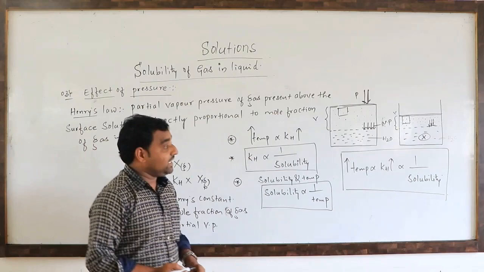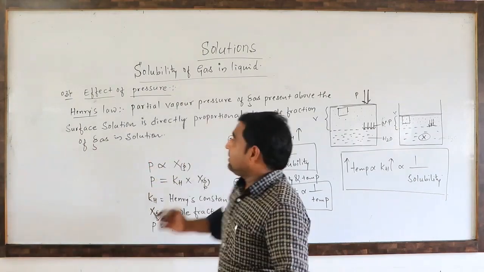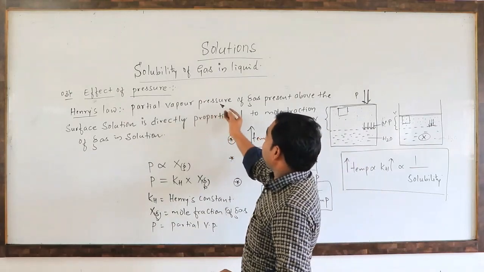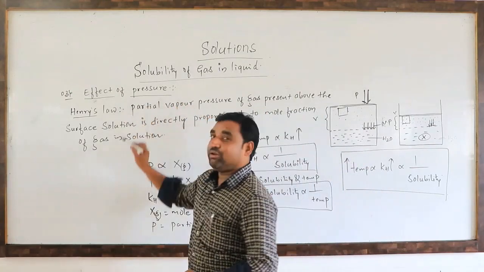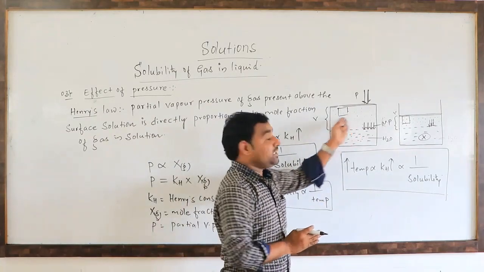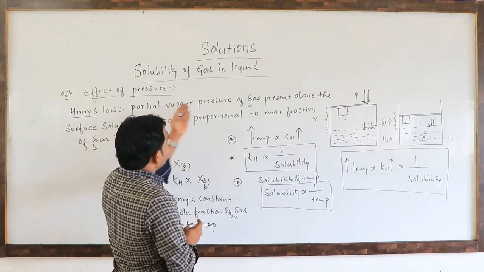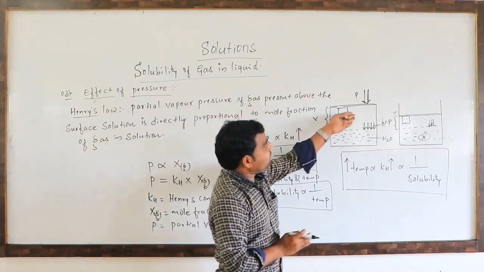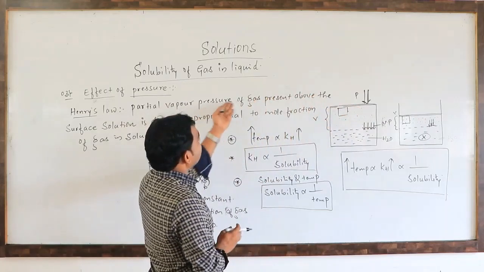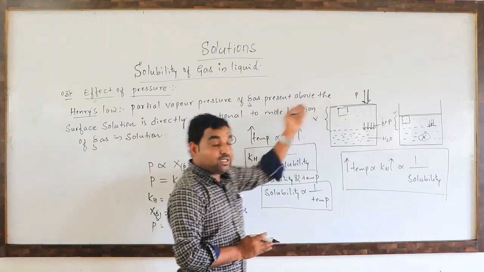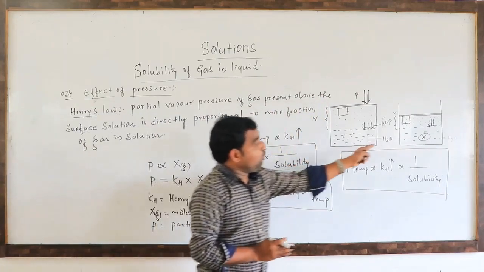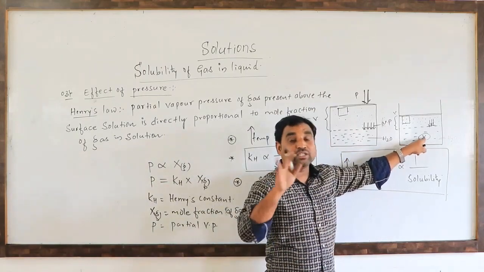So hope you all understand Henry's law. I will tell one more time the statement of Henry's law. Partial vapor pressure of the gas. The meaning of partial vapor pressure is the vapor pressure or pressure of one component. The partial vapor pressure of the gas present above the surface of the solution is directly proportional to the mole fraction of the gas in the solution.